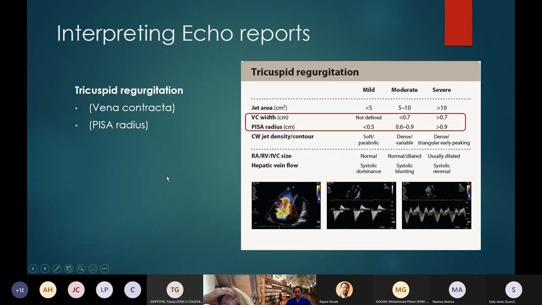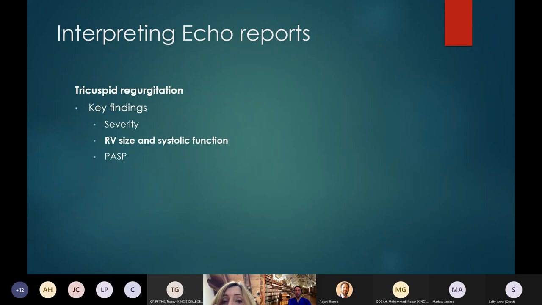Now, in terms of tricuspid regurgitation, this is much more simple in terms of quantification. So we don't look at many things. We look at the vena contracta, which actually is the diameter of the regurgitant orifice in the tricuspid valve. And these are the numbers: above 0.7 means it's severe, and the PISA radius, as we discussed before. But again, this is not something that we put all the time on the echo reports. You most commonly see how severe the tricuspid regurgitation is.